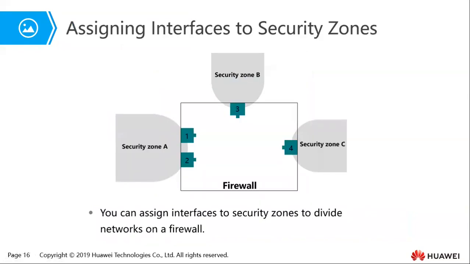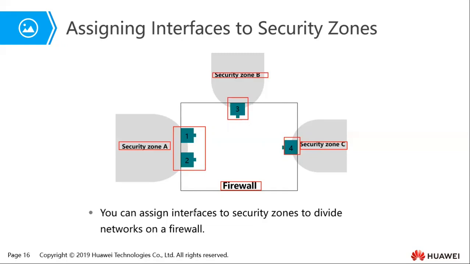So this is what I was saying. Assigning to security zones. So we have security zone A here, we have zone B, we have zone C. Now, as you can see, these zones are actually attached to a particular interface on the firewall. So for example, this is attached to interface 4, this one to interface 3. And as we said, a security zone can actually have one or more interfaces.